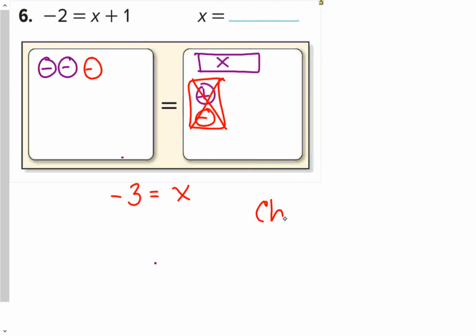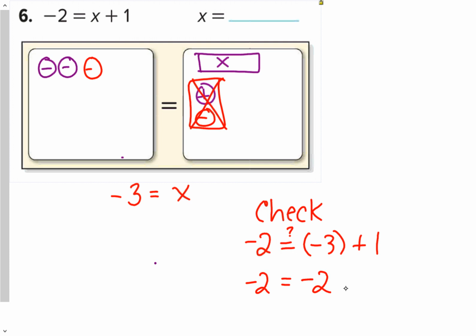Again, we're going to check our answers. Negative 2 equals x, which we said was negative 3, plus 1. So negative 2 is on the left. On the right, we have negative 3 plus 1, and that equals negative 2. So our answer is correct.